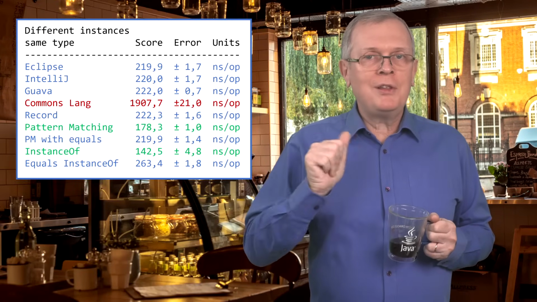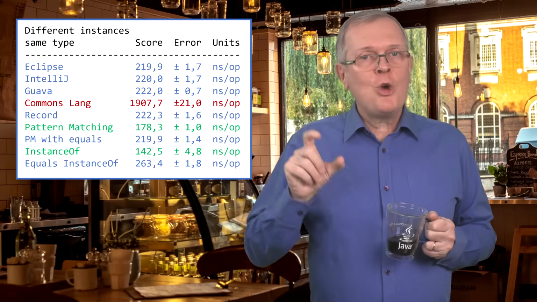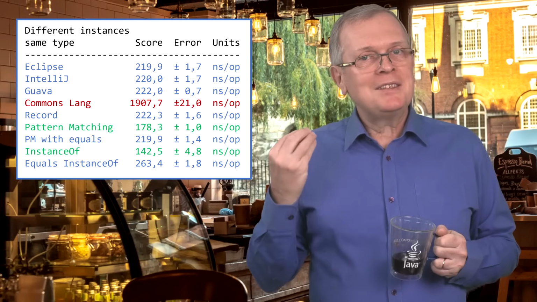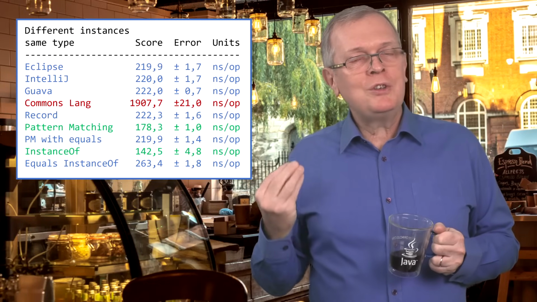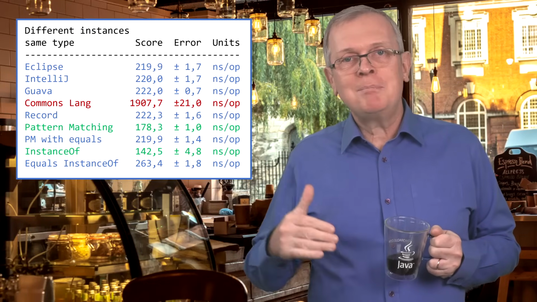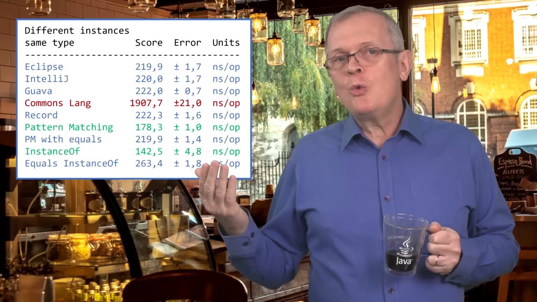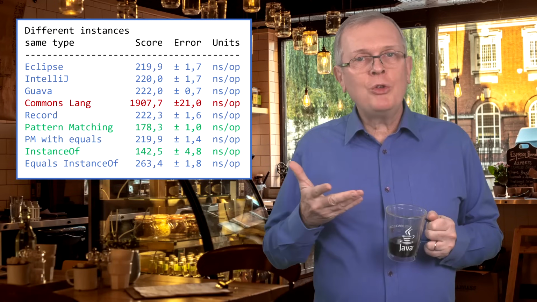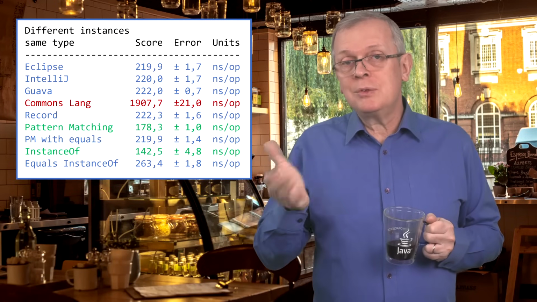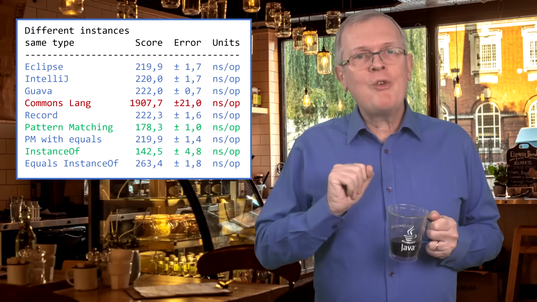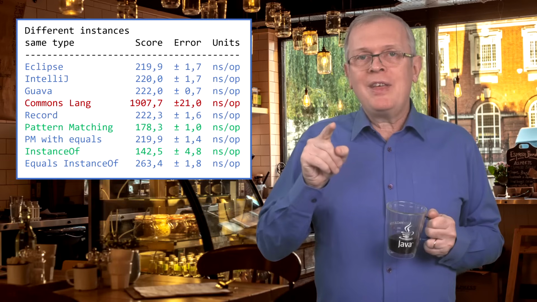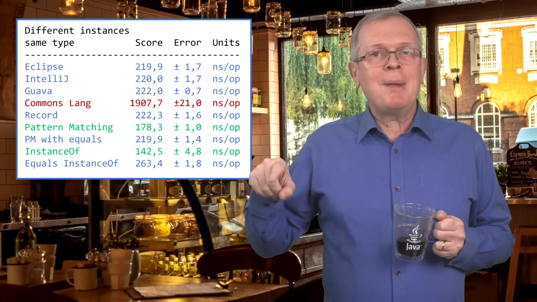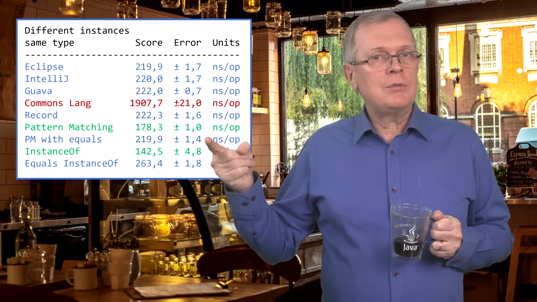There is one result that is interesting in this table, which is the instance of versus the pattern matching one. Instance of is better with 142 nanoseconds, and pattern matching is behind with 178 nanoseconds. You may be wondering why the result is different. Well, we are using a record pattern in this bench that creates the two pattern variables x and y by calling the accessors of this record.